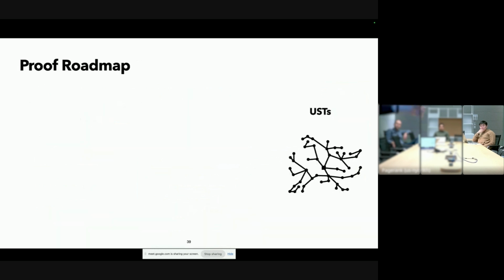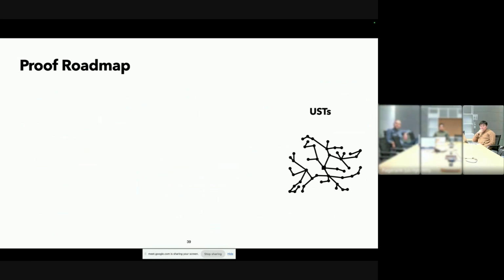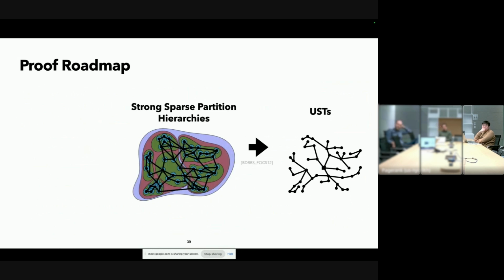All right, so I'm going to spend the rest of this talk giving a rough general overview of how one shows this. If I have time, which I probably won't, I can give the entire proof in the talk. The algorithm is quite simple, which is nice, but I probably won't have time to go into the details. But I'll at least give a proof roadmap. So the general picture is as follows. We'd like to compute universal Steiner trees. The way we do that is we're going to leverage a known connection to an object that I'll describe momentarily. And this object is called a strong sparse partition hierarchy.